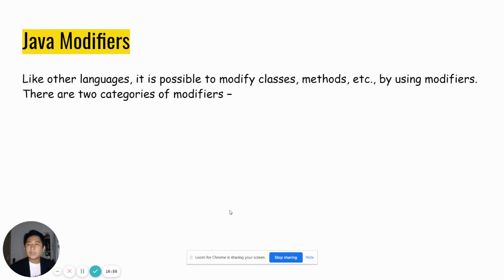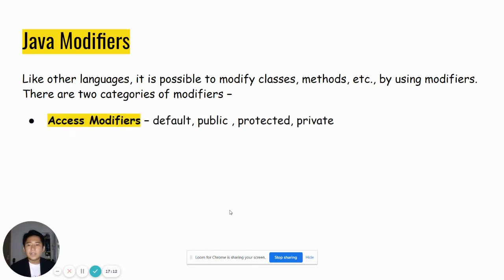So now guys, let's move on with Java modifiers. Like in other languages, it is possible to modify classes, methods, etc. by using modifiers. There are two categories of modifiers. The first one is access modifiers, and the examples here are default, public, protected, and private. These are examples of access modifiers.